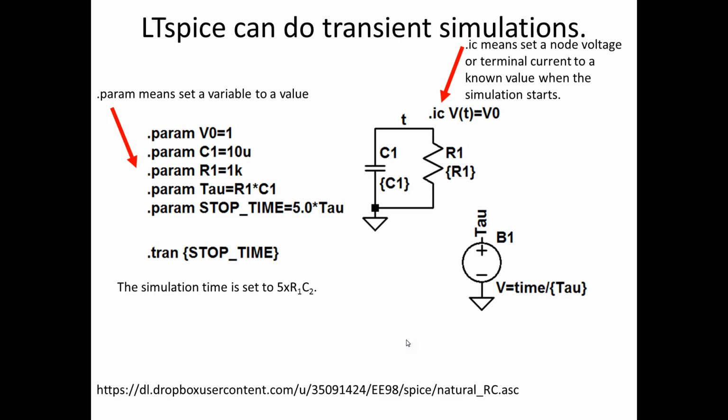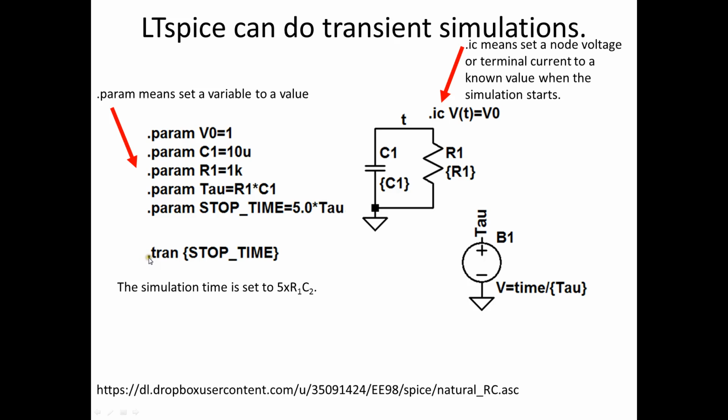Now, LTspice can do transient simulations of this circuit, and you don't have to actually solve for the function in time. And you see I have my parameter values where I'm programming the initial condition 1 volt, the capacitance and the resistor, and tau, something we'll see what it does later, is simply R1 times C1. Because I only want the simulation to go to 5 times tau. So if I change C1 or R1, the simulation will automatically go the proper amount of time.